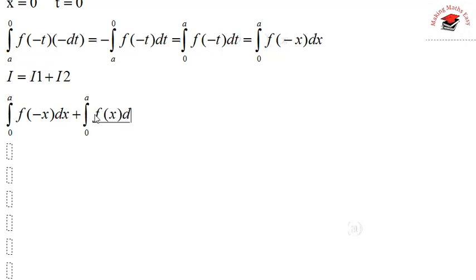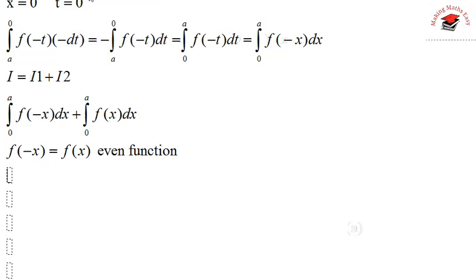Now this method is applicable only for even functions. So what I will tell you is what an even function and an odd function are. If f of minus x equals f of x, then the function is said to be an even function.